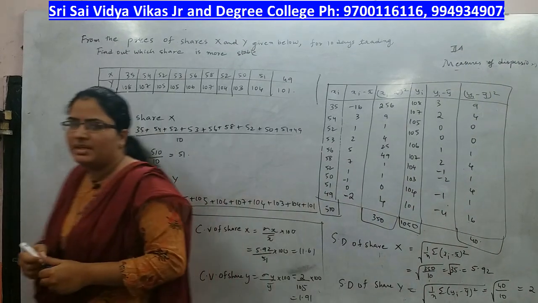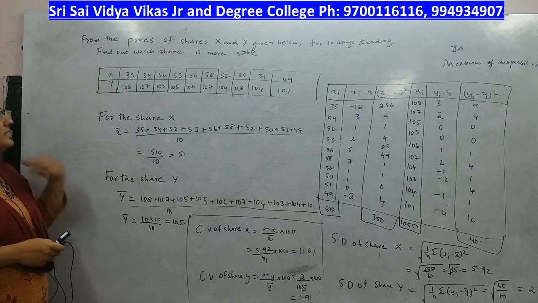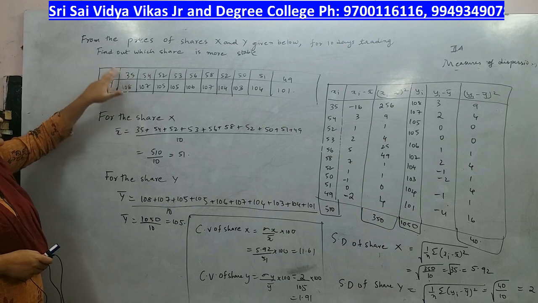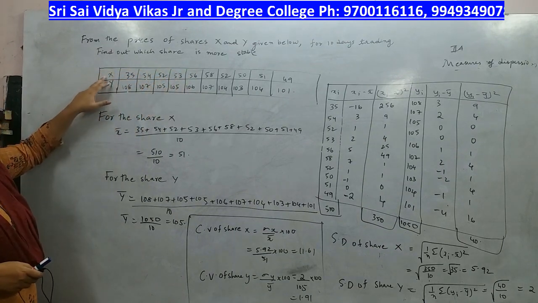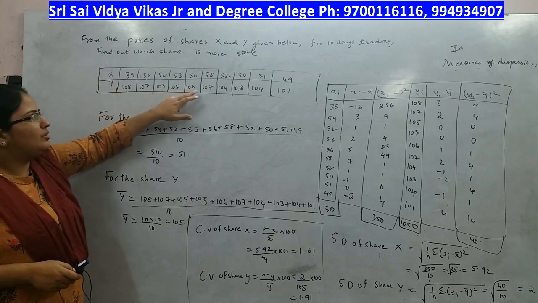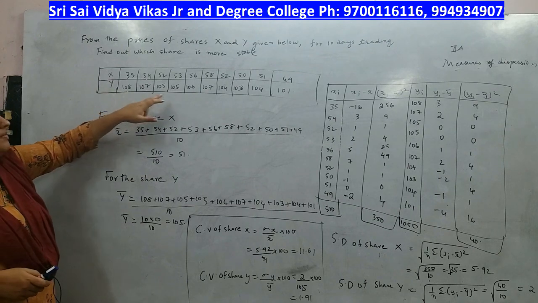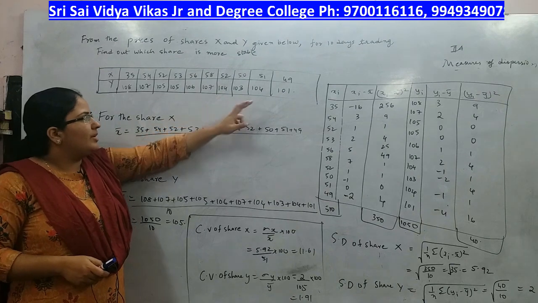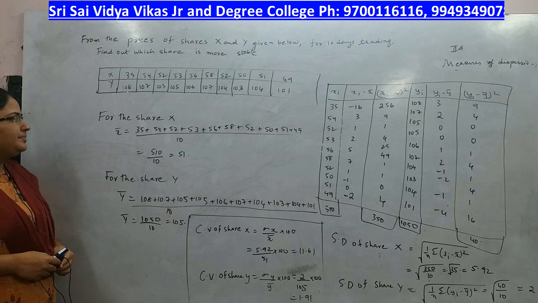Hello students, in measures of dispersion we are in the next problem. The question is, you are given two shares x and y for 10 days, find out which share is more stable. You are given two shares x and y, x is 54, 52, 53, 56, 58, 52, 50, 51, 49. Y is 108, 107, 105, 105, 106, 107, 104, 103, 104, 101. You have to find which share is more stable.